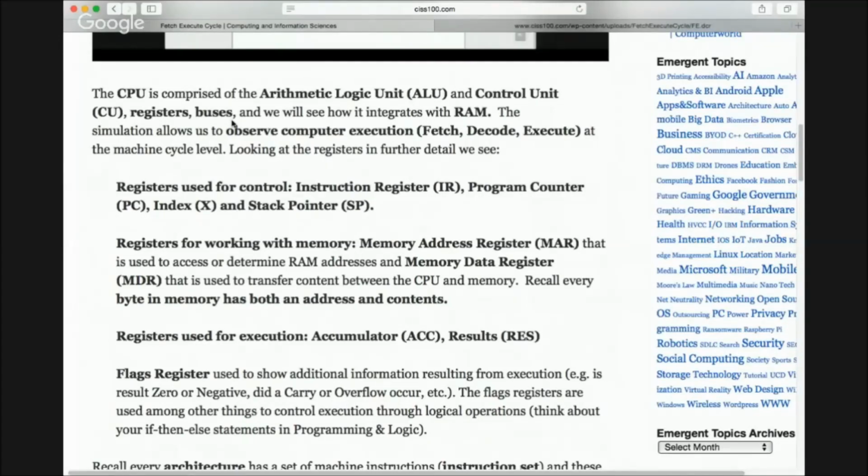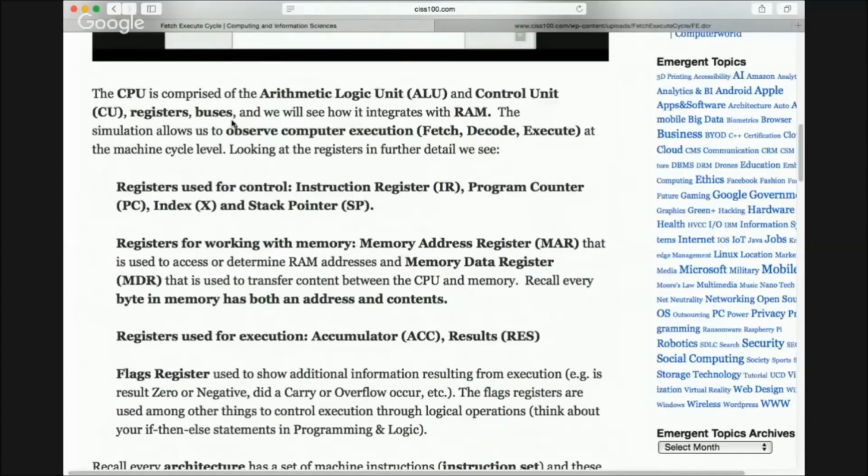So I'll ask again, RAM, comprised of bytes. The byte is the smallest addressable unit. There are two things associated with every byte. Does anybody recall what those are? Contents and address. So I get to the contents by using the address.